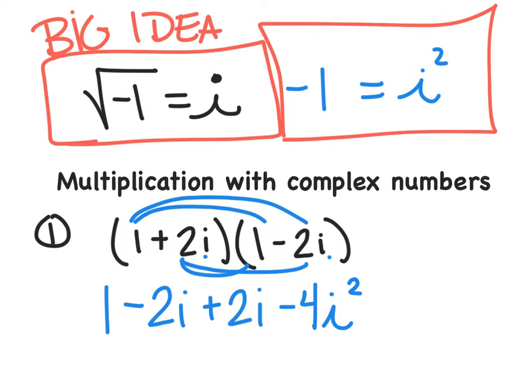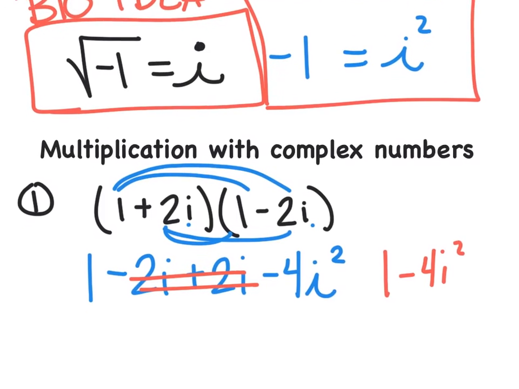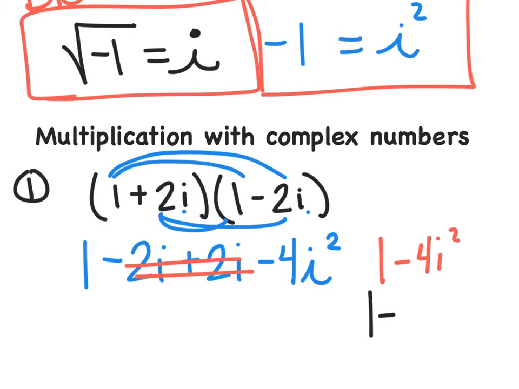Okay, so now watch this. The middle terms are conjugates, negative 2i plus 2i, so those cancel. So it looks like you get 1 minus 4i squared, but that's actually not the final answer, because you know what i squared is. Go back to our big idea. i squared is really negative 1, so you need to substitute that in. So I'm going to say this is really 1 minus 4 times negative 1, which really makes this 1 plus 4. So this final answer is 5. Okay, so if I just blew your mind for some reason, you need to understand that i squared is equivalent to negative 1, and we're just substituting that in.